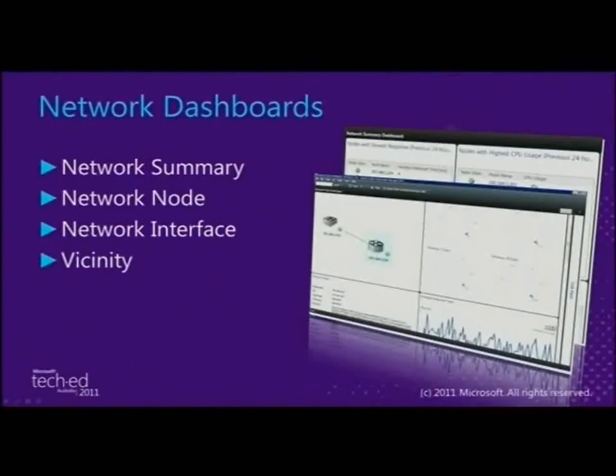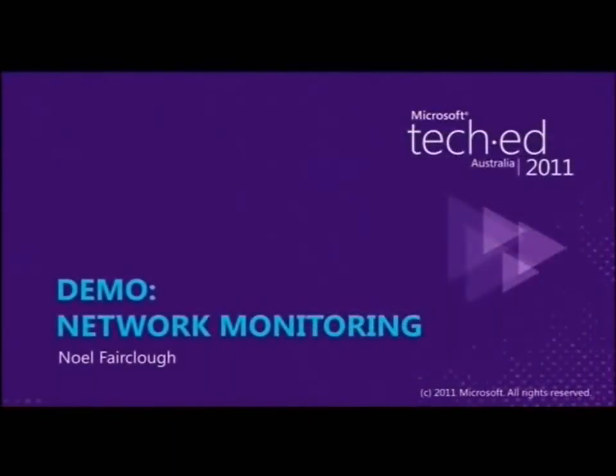Then there's a network node dashboard. That's a dashboard that gives us specifics about a particular network device. Network interface dashboard, obviously the specifics about a particular network interface in a specific device. And then the vicinity dashboard, which is the logical representation of how the network devices are deployed in our environment and connected together. With that, I'd like to hand over to Noel for our first network monitoring demo. Thanks, Justin.